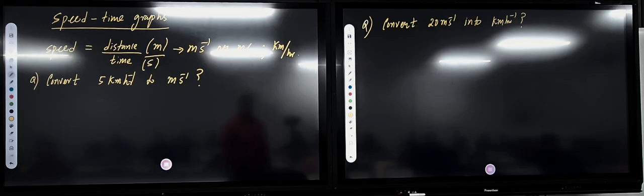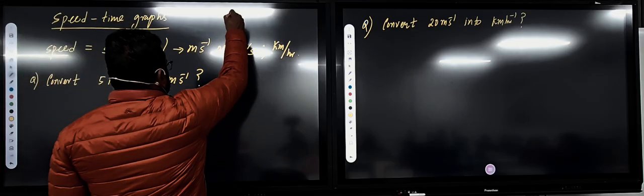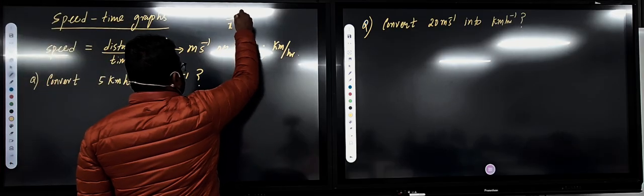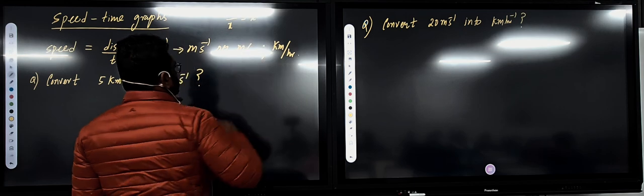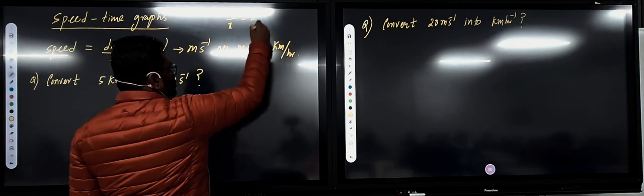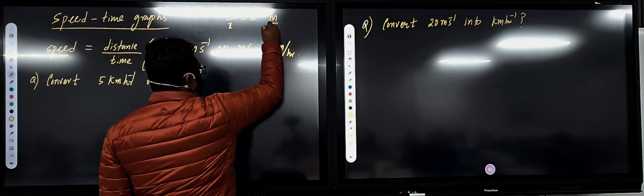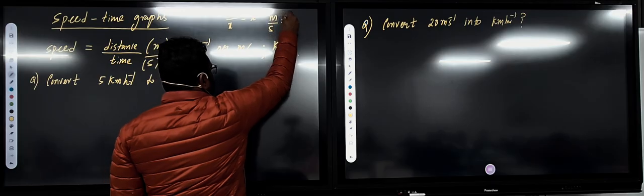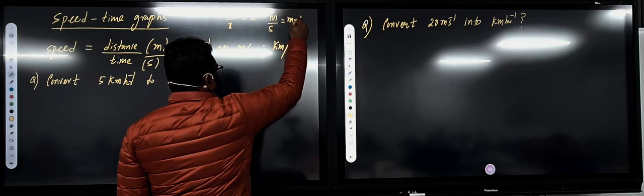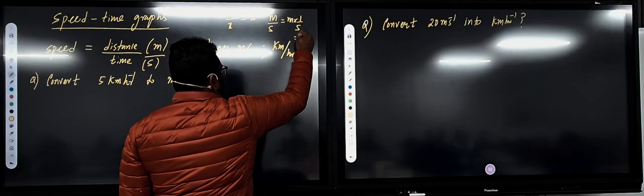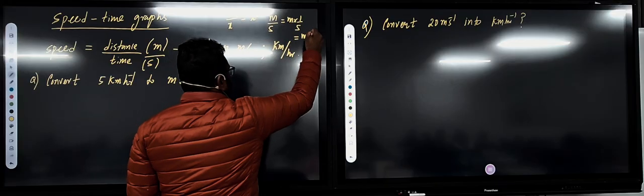1 divided by s. In index laws, 1 divided by x can be written as x to the power minus 1. So if you have meter divided by s, this is meter times 1 divided by s. So we write this as m s to the power minus 1 using this rule.